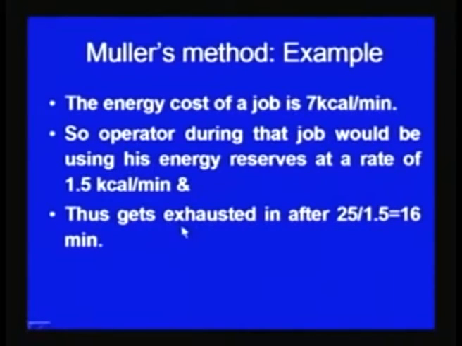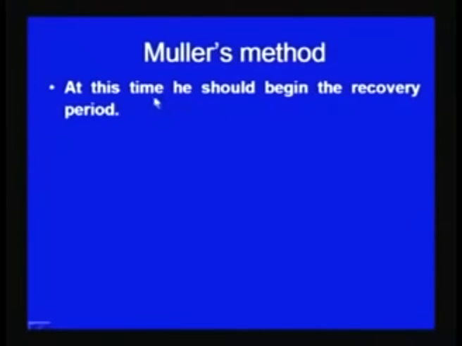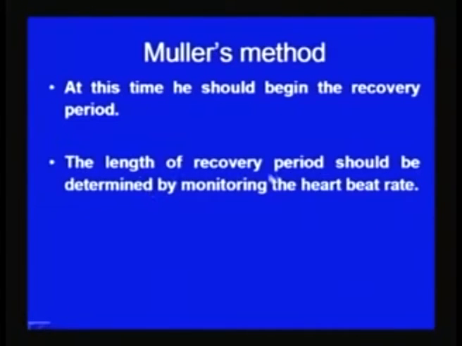Then the worker can continue to do the job only for 16 minutes, and after 16 minutes he should be given rest, and the rest should be allowed for a period until his breath rate comes to normal, and his heartbeat rate is also normalized. At this time, that is after 16 minutes, the worker should begin the recovery period, and the length of the recovery period should be determined by monitoring the heartbeat rate.